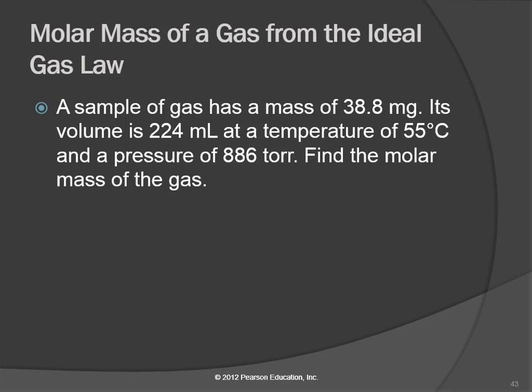This is an example of what we're going to be doing next week in lab. By measuring the pressure, volume, and temperature of a gas and the mass of it, we can calculate the molar mass of a gas. So let's look at this one. A sample of a gas has a mass of 38.8 milligrams. Its volume is 224 milliliters at a temperature of 55 degrees Celsius and a pressure of 886 torr. Find the molar mass of the gas.